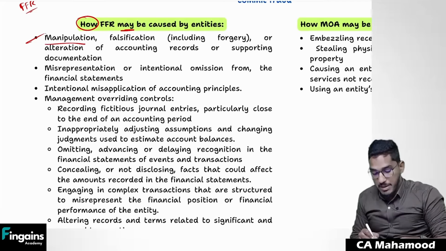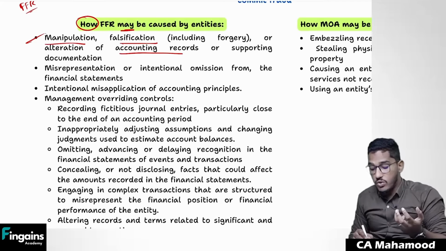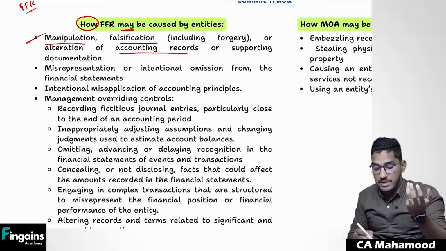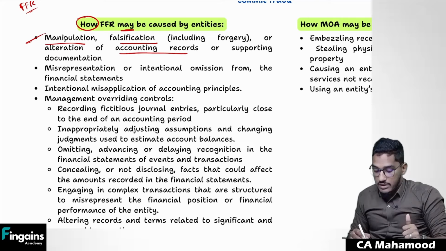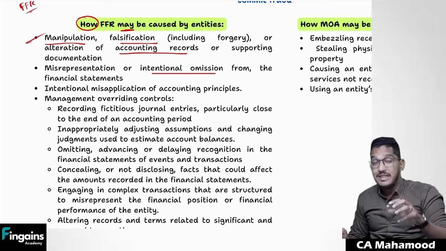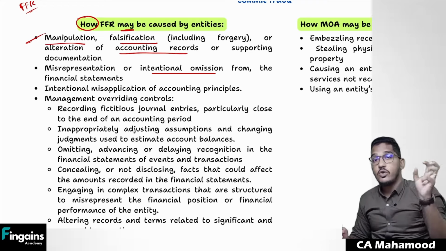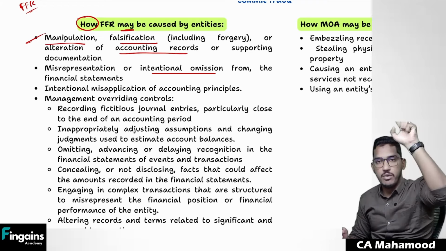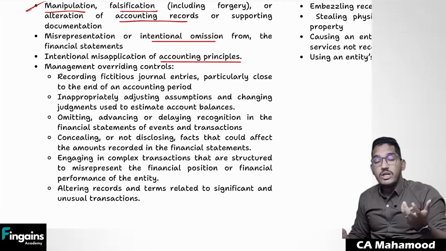Number one, they can do manipulations. They can do falsification like forgeries and all. They can do alteration of the accounting records. They can manipulate the accounting records or even supporting documents. This is one way. Or they will do intentional omissions. Intentionally, they will omit some items from the books of accounts and financial statements. Like for example, they are omitting to create a provision to inflate their profits. Quite possible.